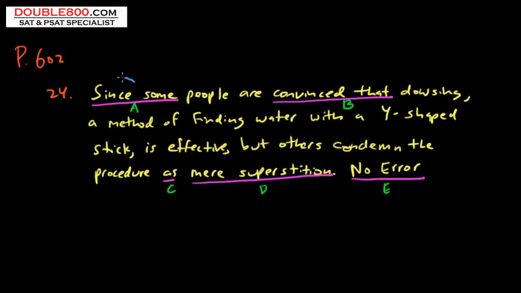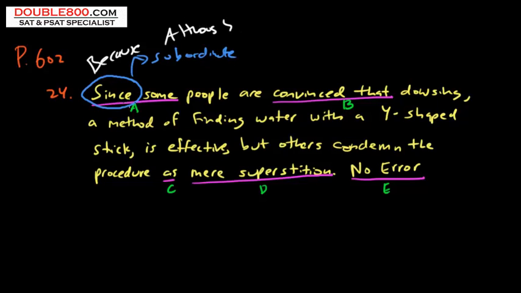We have this "since" here. We know a "since" creates a subordinate clause. Now, you can start a sentence with "since." In other words, you could use "because," or you could use "although," to indicate contrast.